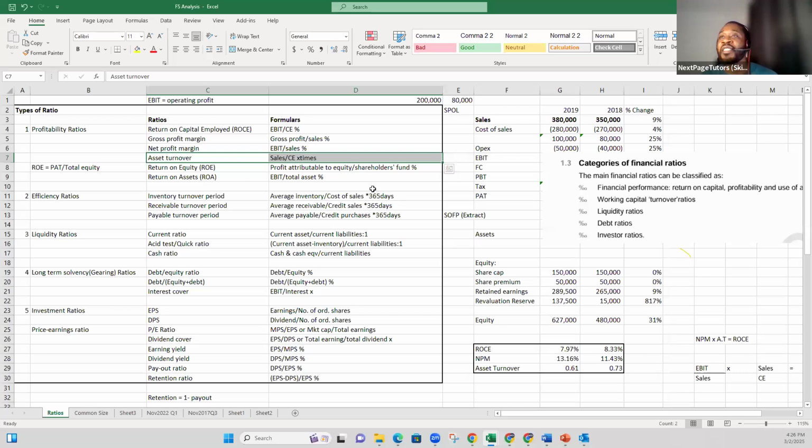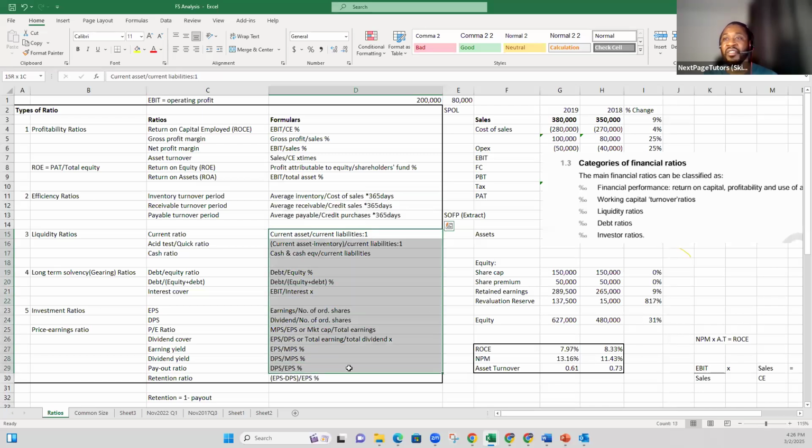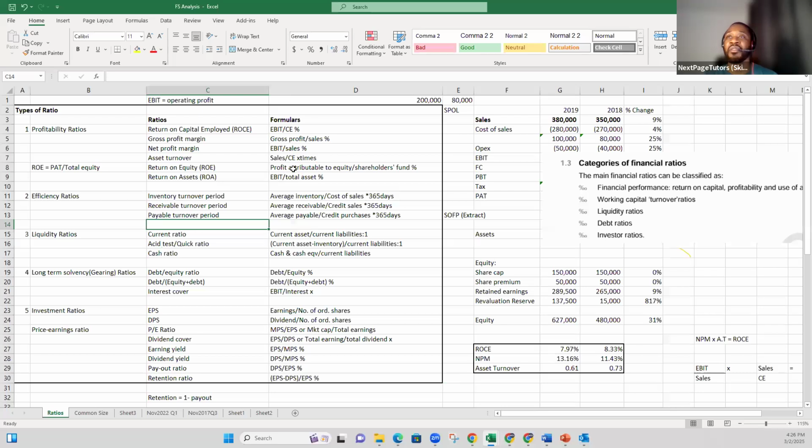What you see from all these ratios is that I try to attach how they are expressed. So you see most of the profitability ratios are expressed in percentage, except this asset turnover. Your efficiency ratios are expressed in number of days, and you see all those indications across all the ratios. Just take note of them. So asset turnover is turnover over asset, right?